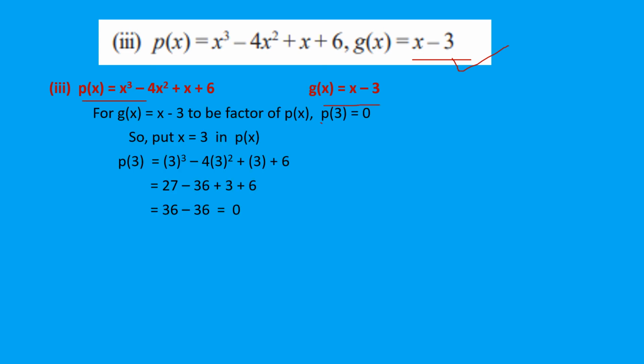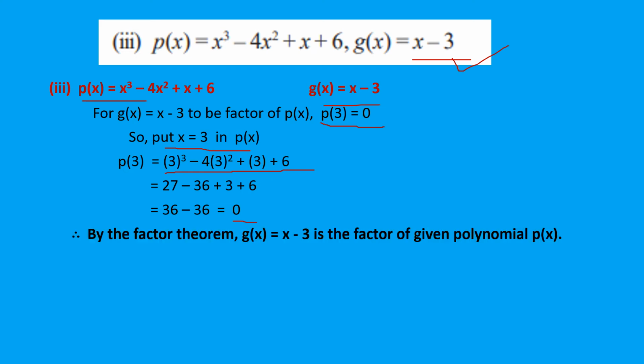We will put p(3), and if it is 0, that means it is a factor of p(x), otherwise not, right? So put x equals to 3 in p(x). p(3) equals 3 cube minus 4 into 3 square plus 3 plus 6. And after solving, we are getting 0. That means p(3) equals 0. And when it is 0, that means by the factor theorem, g(x) is a factor of the given polynomial p(x).